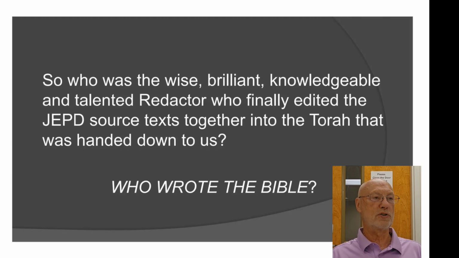Now, the person who assembled the four J, E, P, and D sources into the five books of Moses is called a redactor. And the best way I can think of a redactor is being an editor.